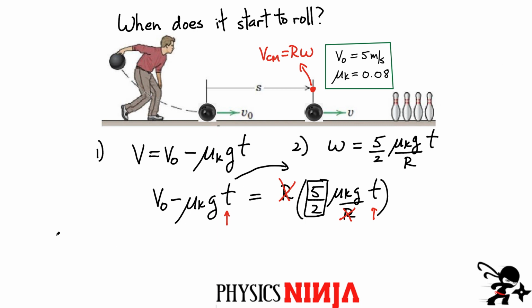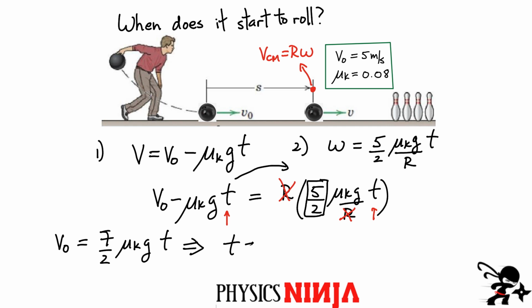So this is what it looks like. We get v0, which is going to be equal to, when I bring this to the other side, it becomes 7 over 2. And again, it's still the coefficient of kinetic friction multiplied by this. So the last thing I have to do is simply isolate for time. So let's go ahead and do that.